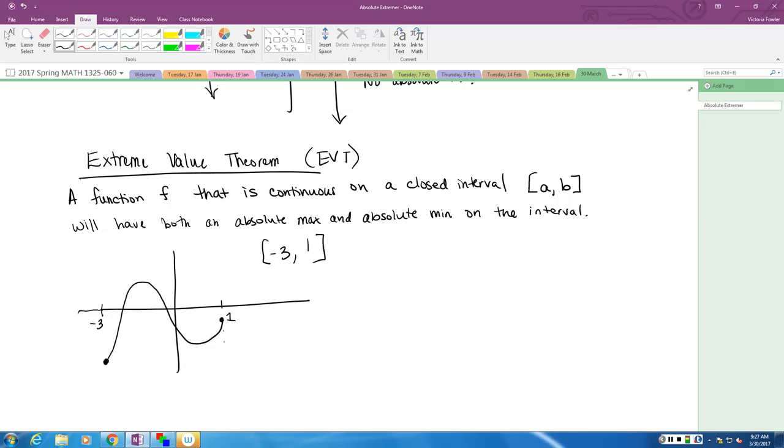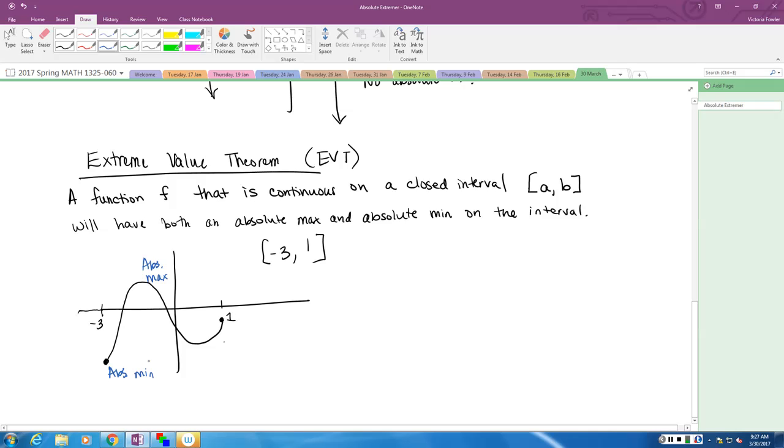Could you identify the absolute max? Is there one? Yes, extreme value theorem says I'm on a closed interval. It's continuous, right? I didn't have to pick up my pencil. So do I have an absolute max? Yes, I'll have an absolute min. That's what the extreme value theorem says. Do I know what that actual value is? No, because I didn't even write it on my graph, but I can at least label I have an absolute max. Could you tell me what the absolute min is? Yes. You can, right? What is it?